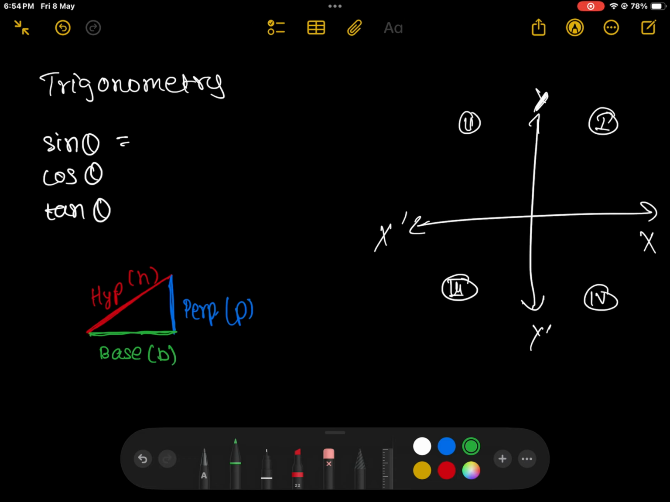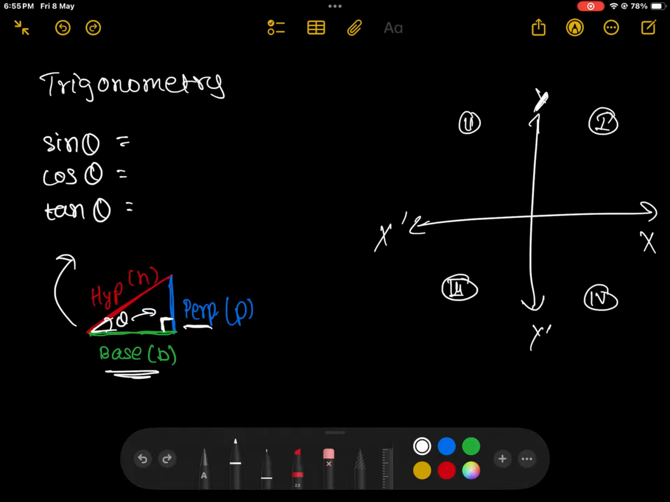Now we'll use this triangle to assign some value to the first three identities we have: sine, cos, and tan. From that we'll get the other three. There are a total of six: sine, cos, tan, cosec, sec, and cot.